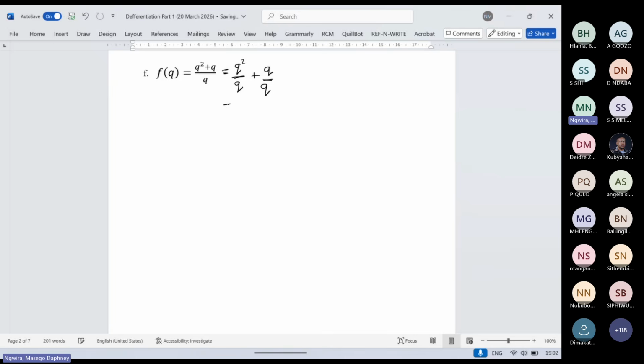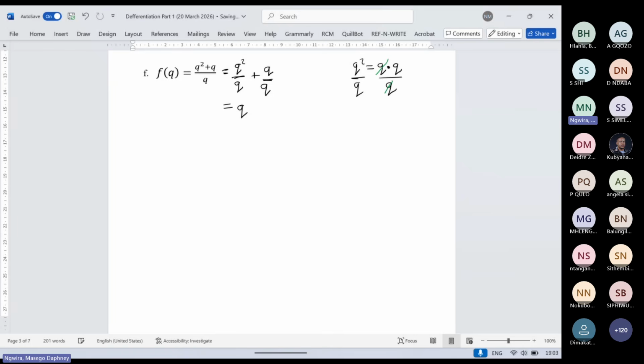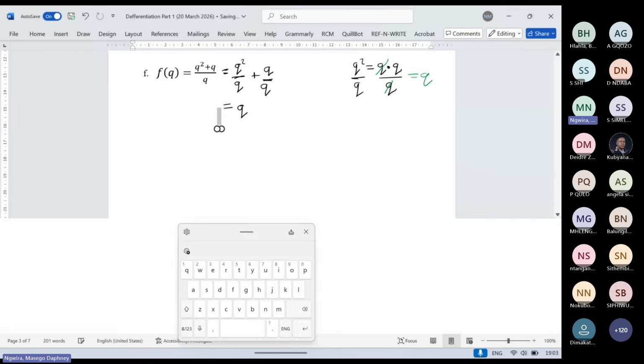So now what's going to happen? Q squared means I have two Qs. Q squared is the same as having Q and another Q. So when you have two Qs and you divide it with the Q, the other one will cancel. You'll be left with one Q. Let me write it here on the side. This one will cancel this one so that you understand where I got it. I'm left with only Q. That's the Q that I wrote here.